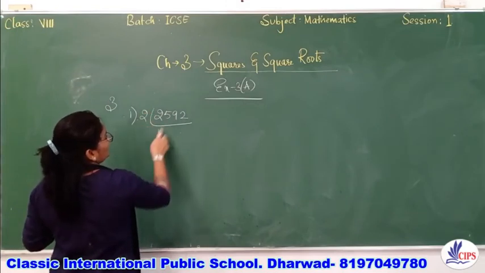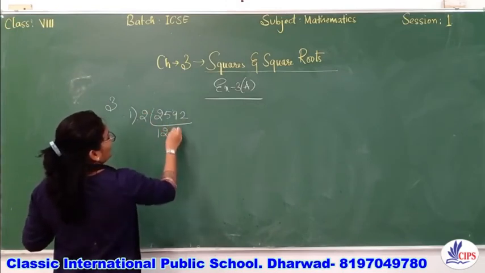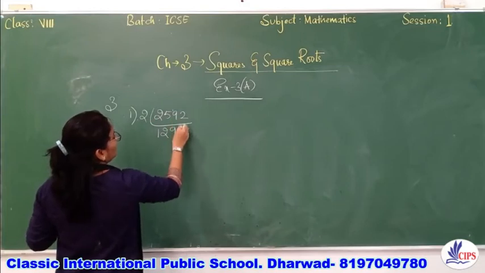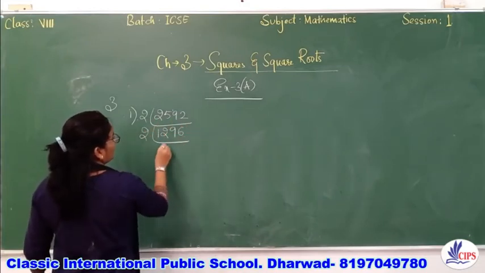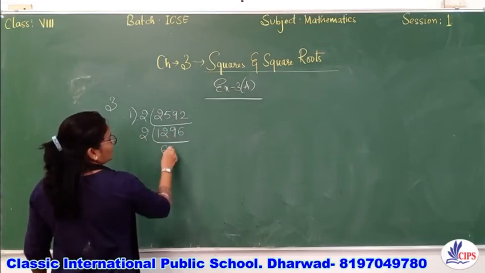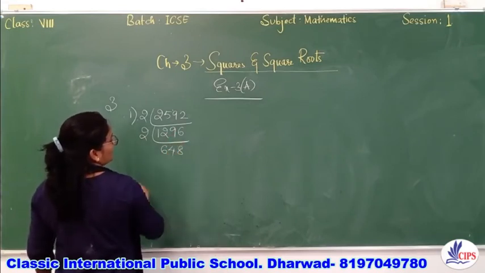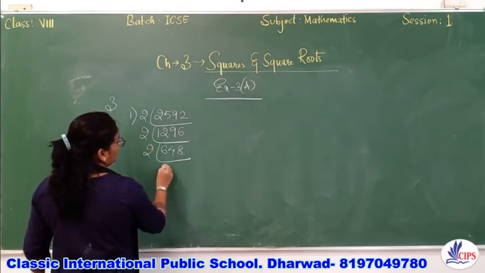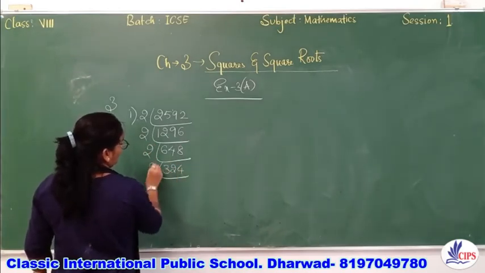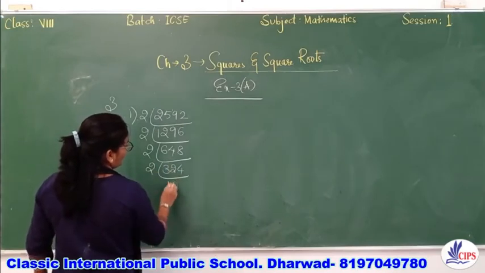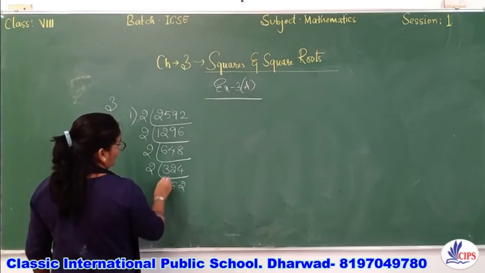So 2 1s are 2, 2 2s are 4, 2 9s are 18 and 2 6s are 12. Again it's an even number, it's divisible by 2. 2 6s are 12, 2 4s are 8 and 2 8s are 16. Now 2 3s are 6, 2 2s are 4 and 2 4s are 8. Now 2 1s are 2, 2 6s are 12 and here we have 2 2s are 4.